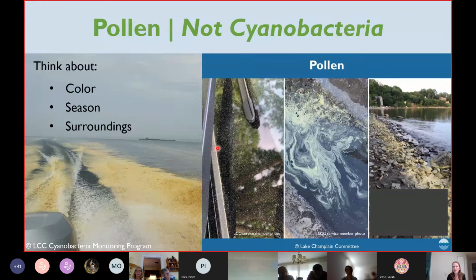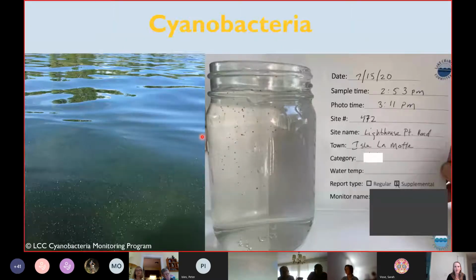You also want to think about the surroundings. When you see pollen, you're usually going to see it on the water surface, but also collecting along the shoreline and in the parking lot. If there is a nearby parking lot and cars have been there for a while, look on the windshields, etc. Look at the surrounding area. Cyanobacteria is more going to be relegated just to the surface water and maybe, depending upon wind and wave action, showing up a bit on the shore. Pollen will be in a much broader area generally.